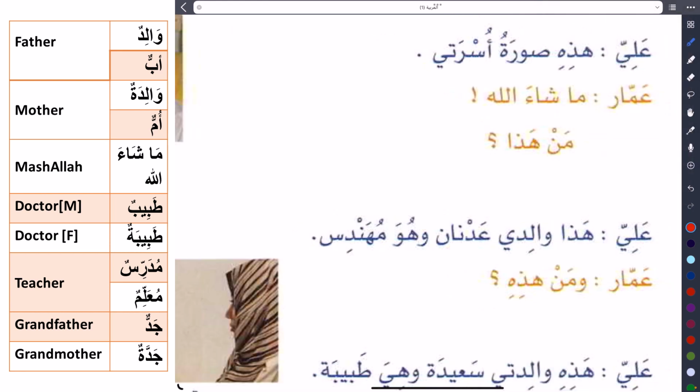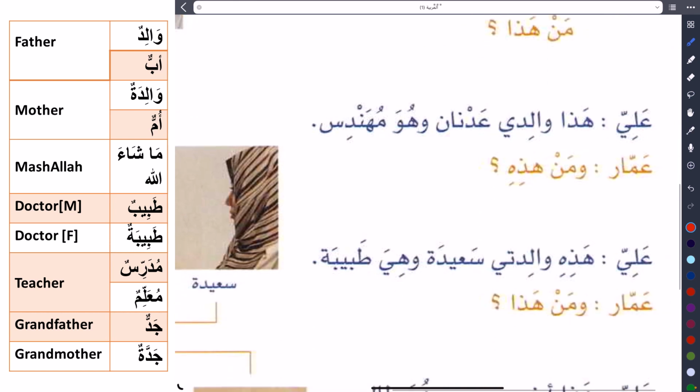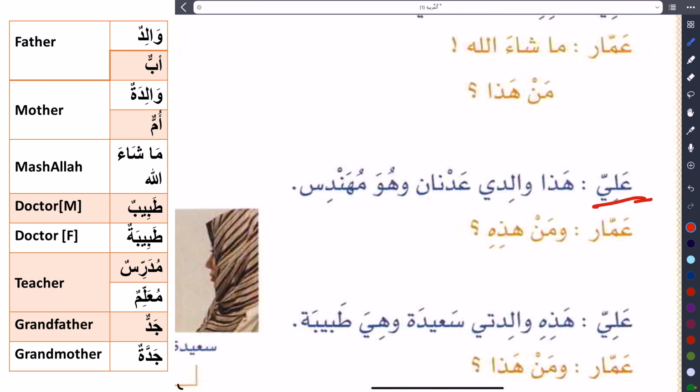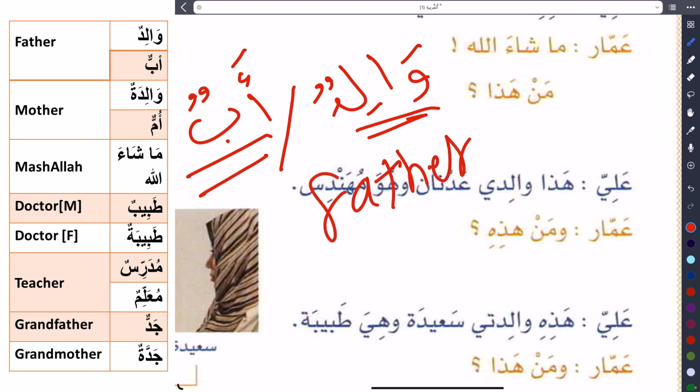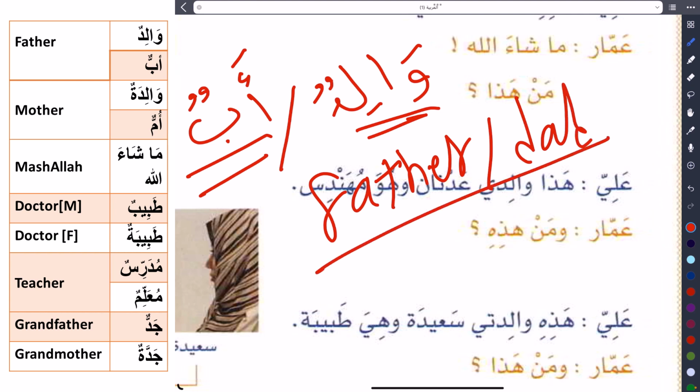So let me ask you, who is your father? It's easy. Who is your mother? It's coming. Who is your sister? It's easy, and so on. Ali says هذا والدي, and this is vocabulary number 3. والد. It's the same as abun. So walidun and abun, both of them mean father. Father, dad. So father or dad is abun or walidun.